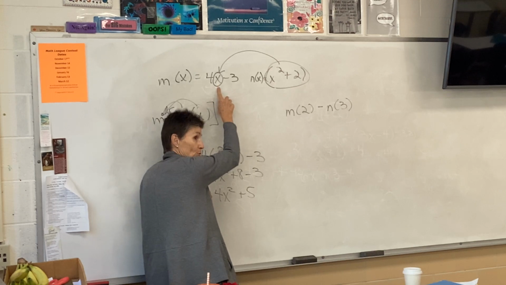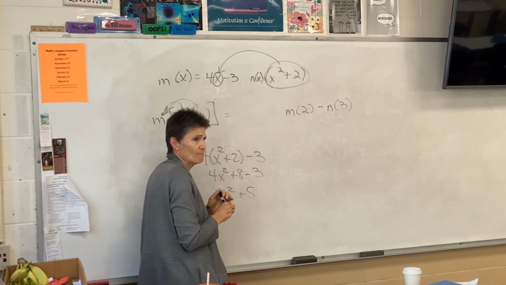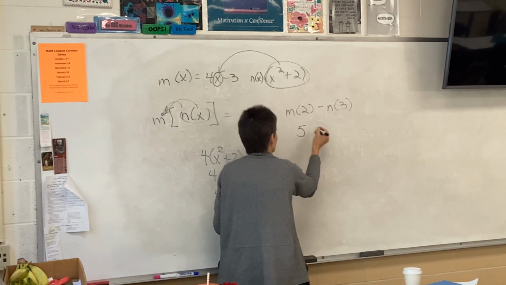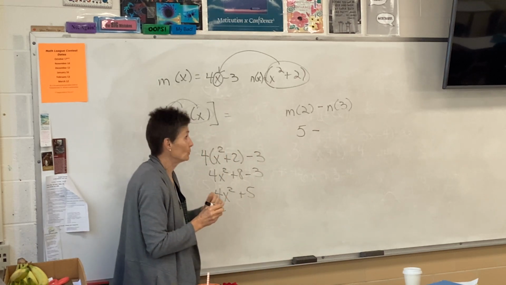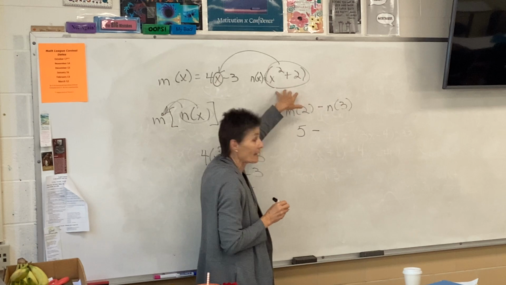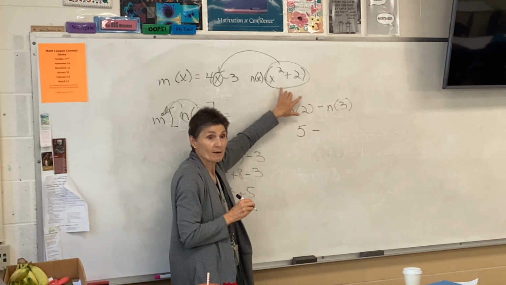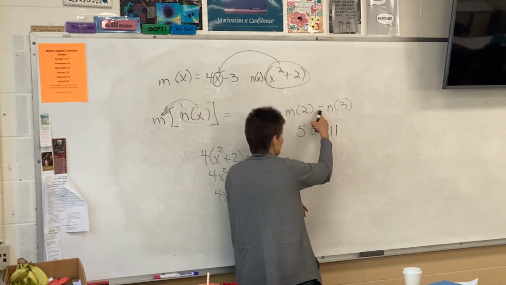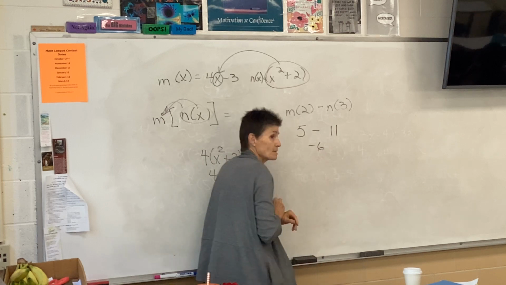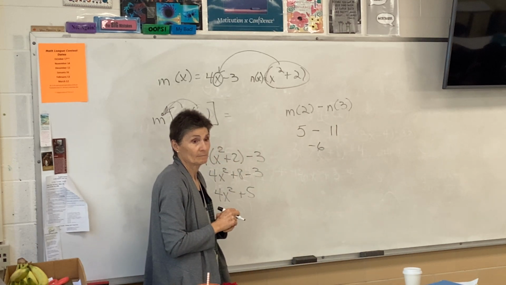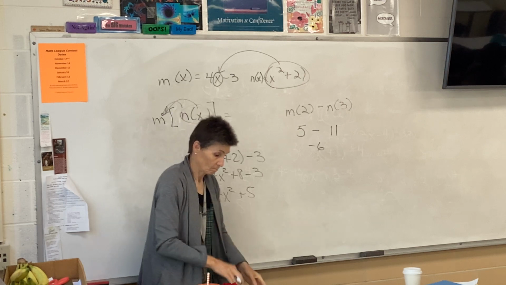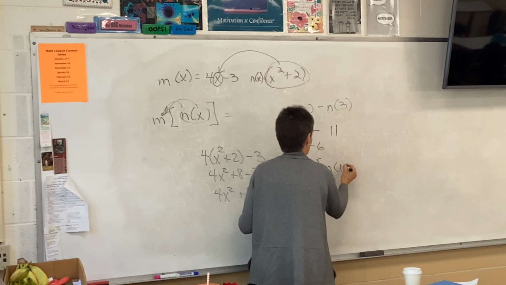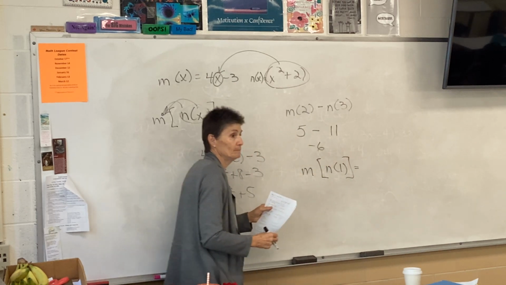So it's gonna be 4 times 2 minus 3, what is that? 5? And now we'll do the same thing, but we'll put 3 into n. 3 squared plus 2 is 11. And then the problem tells me to subtract those, so the answer is -6. Everybody good?